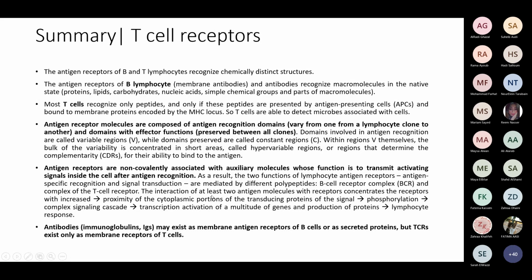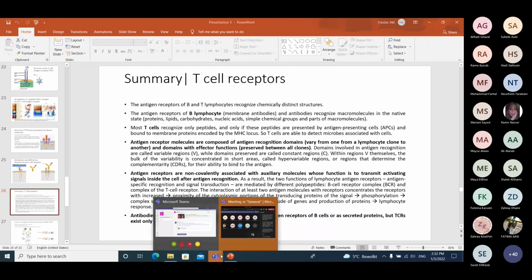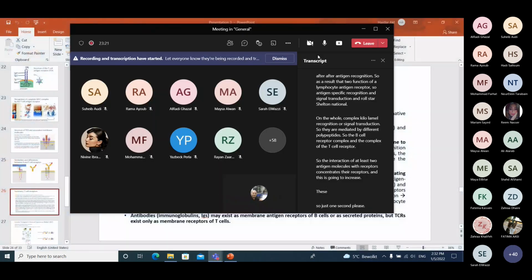The interaction of at least two antigen molecules with the receptors concentrates the receptors, and this is going to increase. Just one second, please. One second.